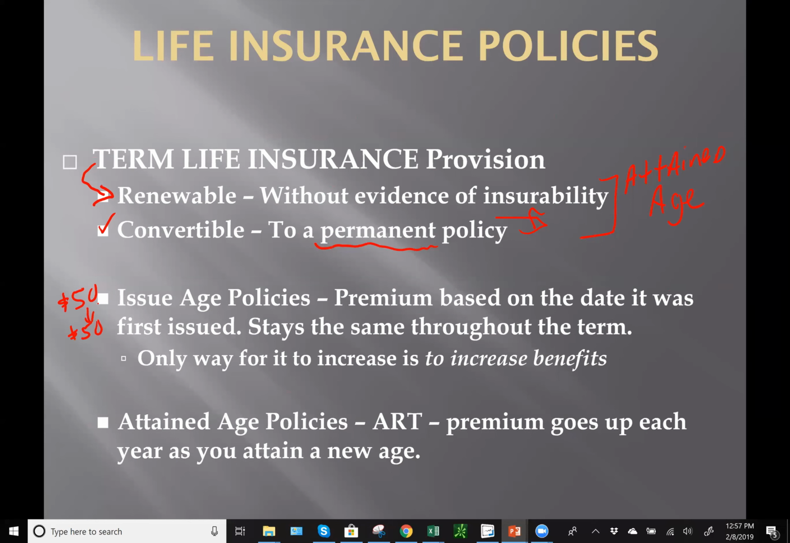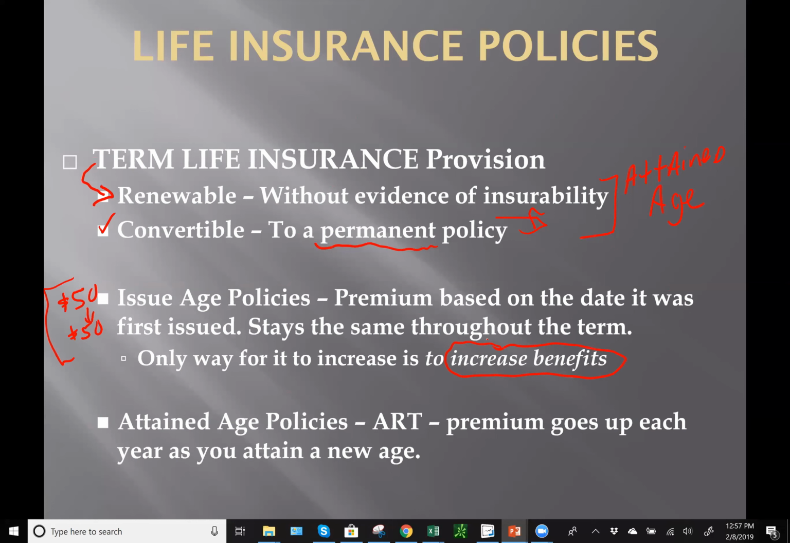It's a level premium. The only way for that premium to go up anytime during the term is if they wanted to increase their benefits. So let's say instead of a $100,000 death benefit, they wanted to increase it to $150,000. So obviously they would have to pay the extra money for that coverage.